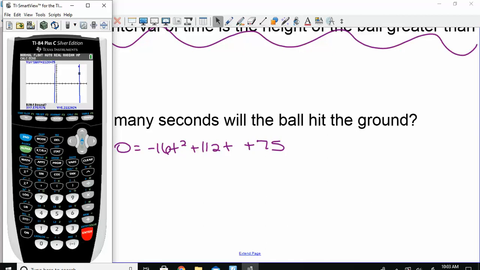So we hit enter. And now your calculator says right bound. It's saying, okay, I'm going to start here. When can I stop? So you just have to go past your point. So just hit the arrow. We went past it. I look here. It tells me my y's went negative. So hit enter. And then it asks you for a guess. You're close enough. Just hit enter again. And so it tells me my 0 is 7.6155. So at about 7.62 seconds.